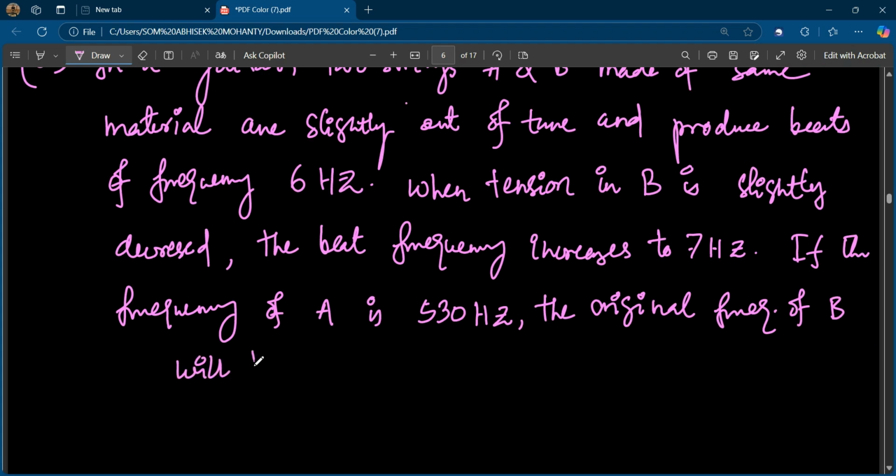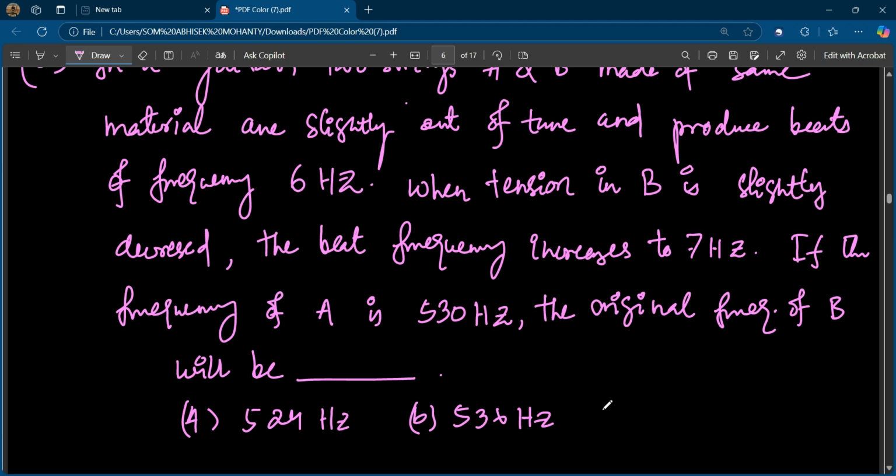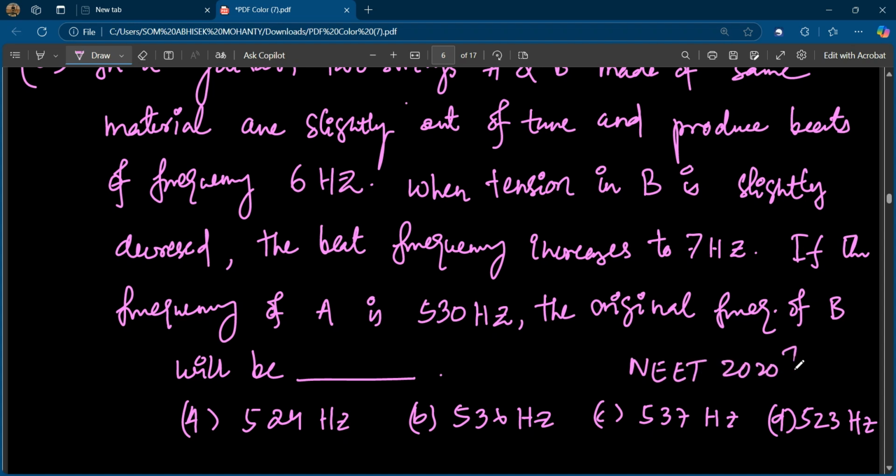a big question, but it's very easy again. B will be what? Option A 524 hertz, option B 536 hertz, option C 537 hertz, and option D 523 hertz. This came in NEET 2022.